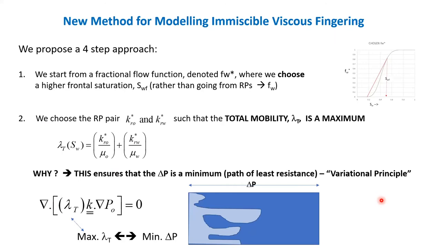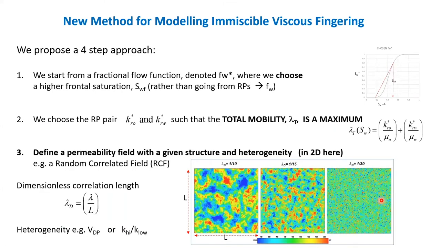These are the two major assumptions that I'm making to model viscous fingering. Now, the next two are just two steps that I'm using, but they're inessential, as you'll see later, actually, okay? The third thing I'm saying is, well, just to have some numbers and to show you how it works, I'm picking a random correlated field, and I really like these because they have the two main things that rocks have, which is a structure of the permeability and a heterogeneity, a level of K high to K low, which you can say is the degree of heterogeneity, and a structure, which is the dimensionless correlation length, which is the lambda, the correlation length divided by the length of the system.